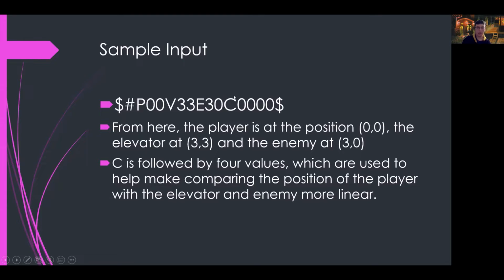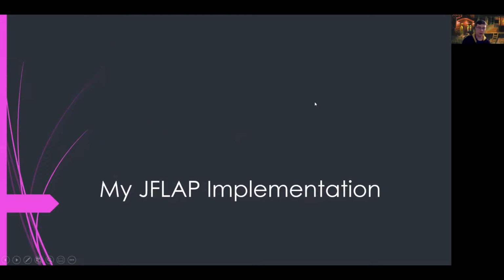I sort of arbitrarily put just zeros after C. It'll replace whatever you have there, so it doesn't really matter, but if it isn't a number, it will have an issue. So from here, I'll move on to a JFLAP implementation in just a second.